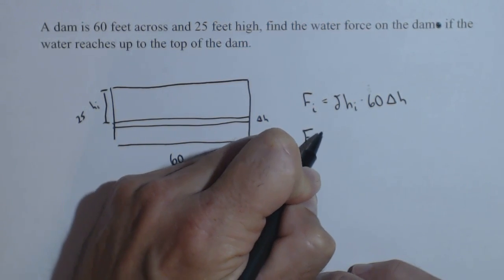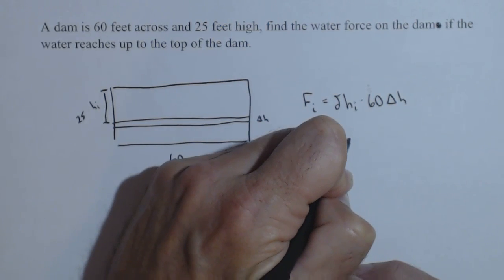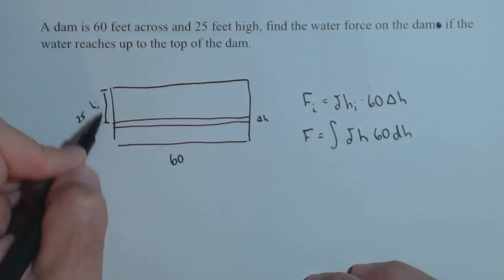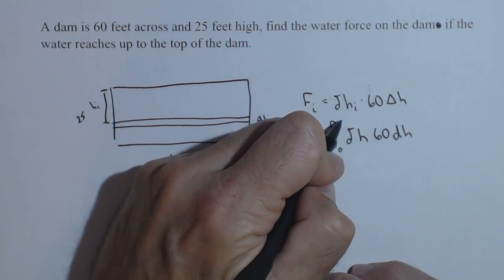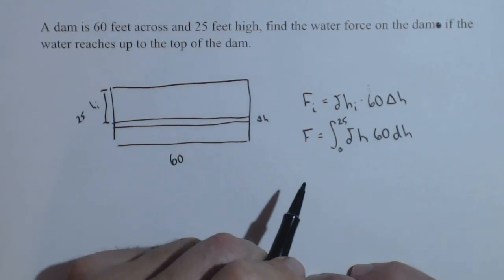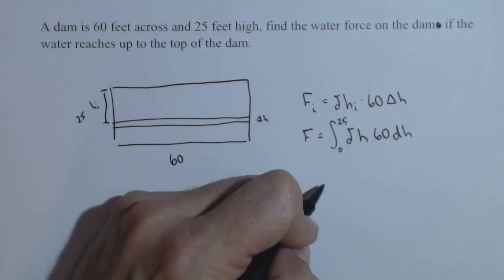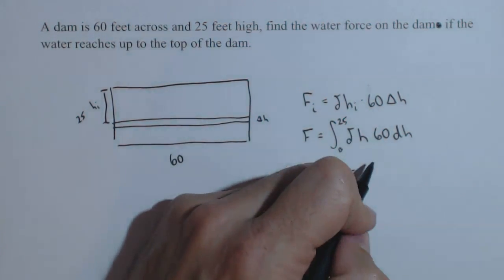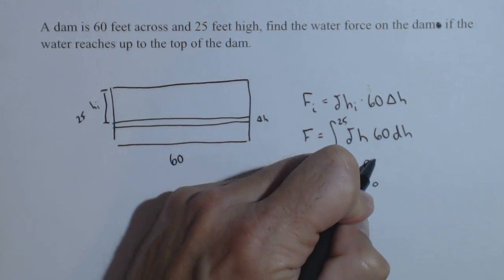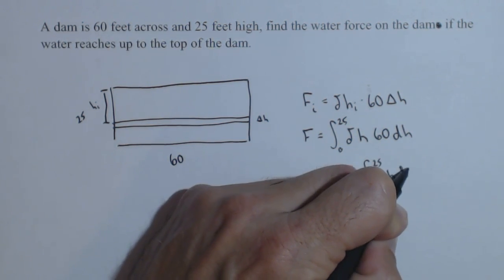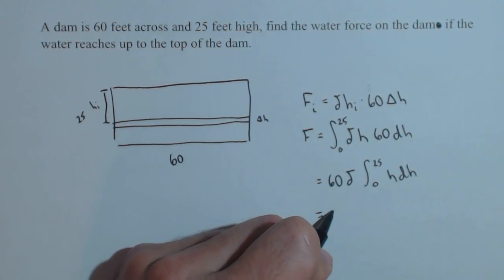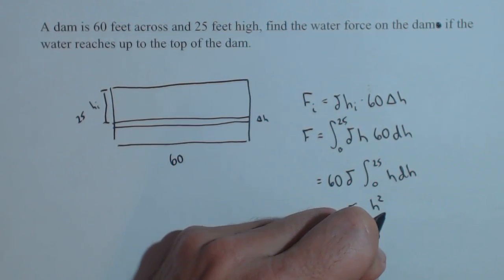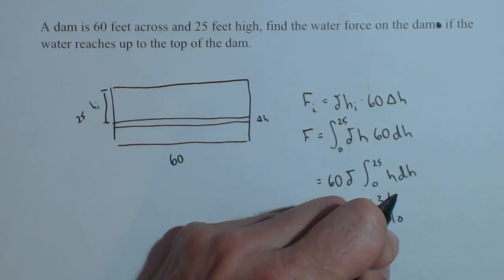So the total force is going to be the integral of delta H times 60 dH. And now we just do it over the total depth of the water, which goes from 0 to 25. And we've got our definite integral. So we've got 60 delta times the integral from 0 to 25 of h dh. So we end up with actually a very basic definite integral. So h squared over 2 is the antiderivative from 0 to 25.